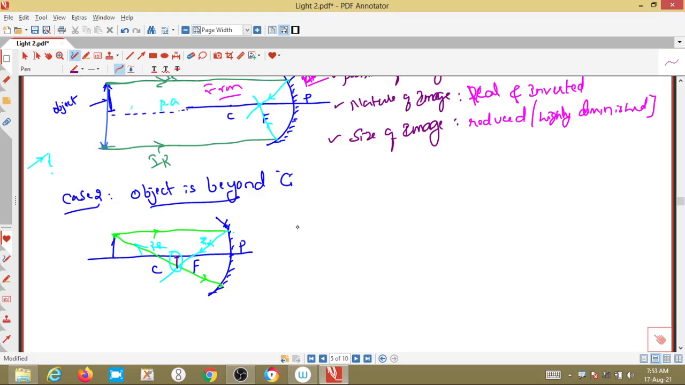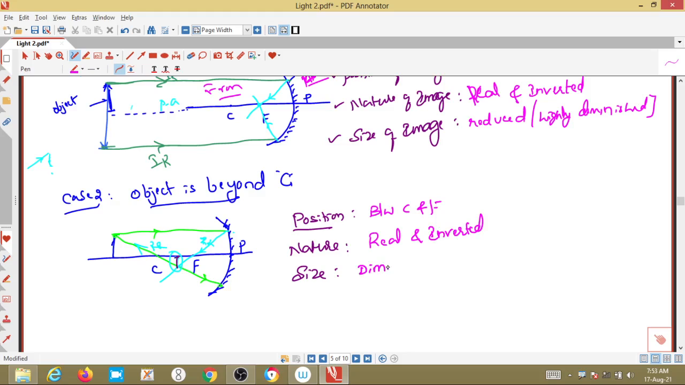So first we have to know the position of the image, second the nature of the image, and third the size of the image. So what is the position, where is it formed? It is formed in between C and F. How will the nature be? Again, because it is in front of the mirror, it is real, and when it is real, it is inverted. The size is again diminished, it is not equal to the size of the object, right? It is diminished, meaning reduced a little bit. Okay, now I hope you are understanding.